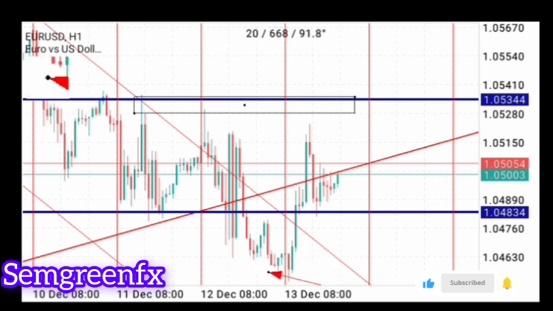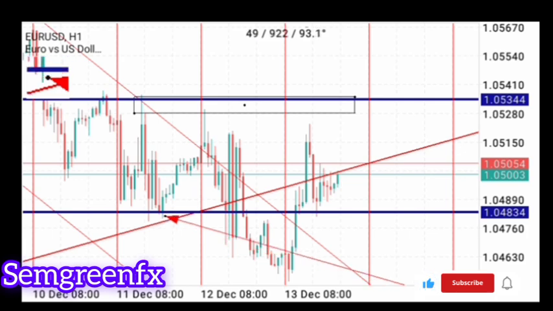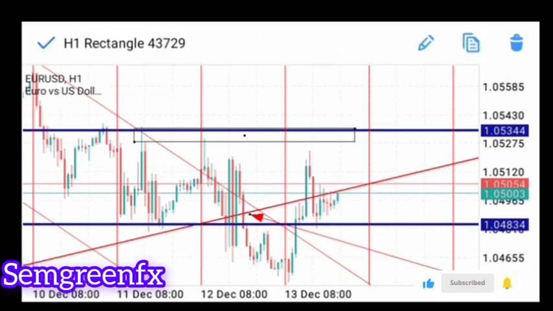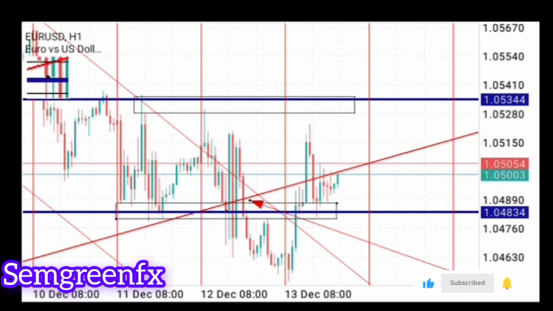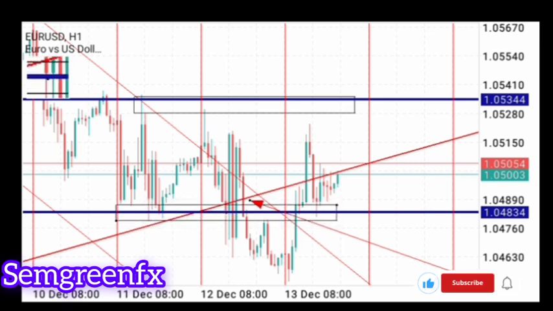Price tapped into this level, creating a low here. If you look very closely, you can see that there's also a low here that price created. There's also a low here. So let me duplicate this. I'm going to outline this accordingly so that you can understand this strategy effectively. I want you to watch this video to the end.